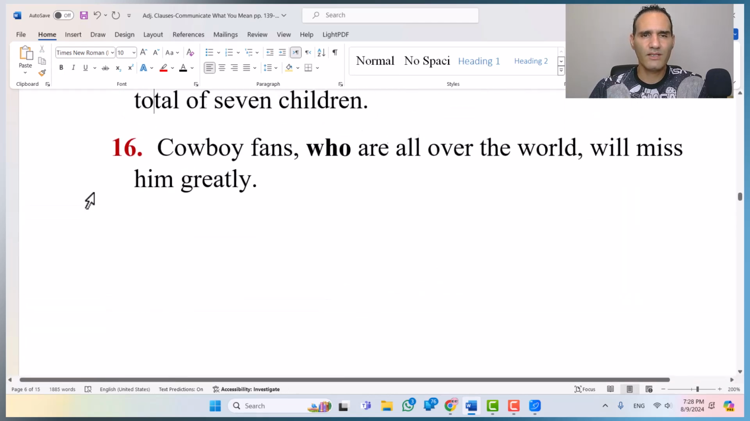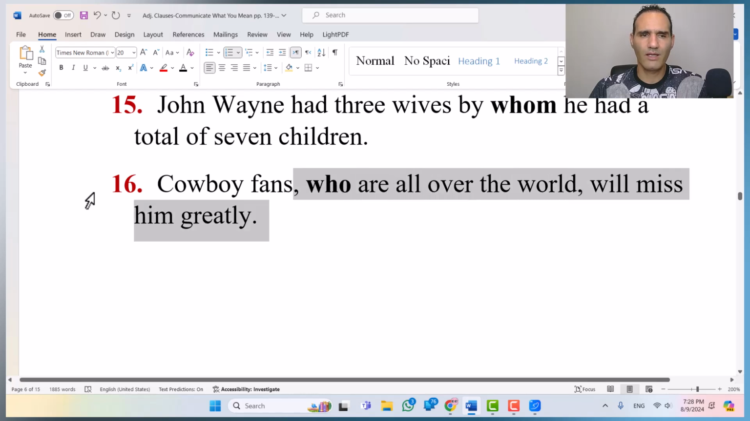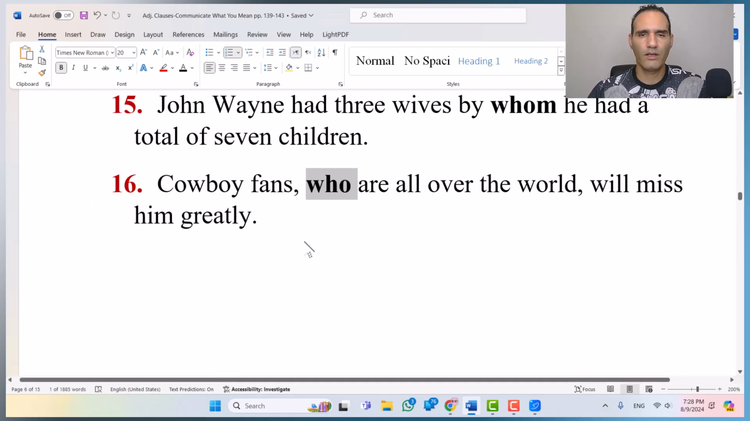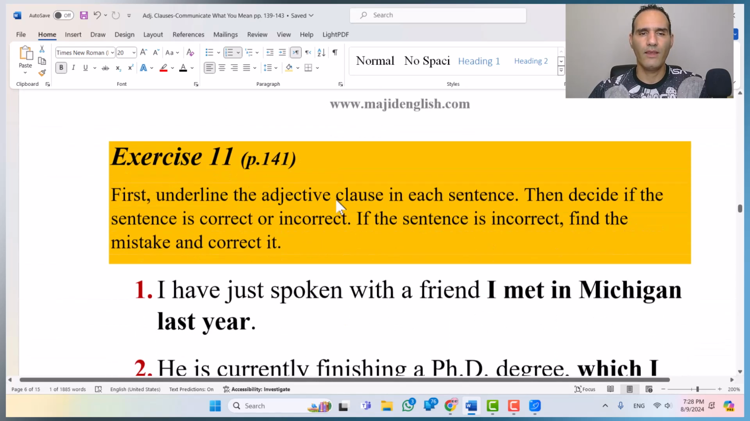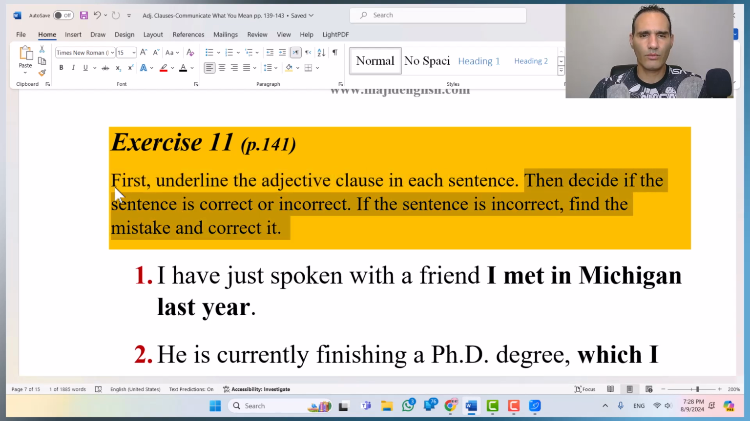And number 16, cowboy fans who are all over the world will miss him greatly. Relative pronoun as subject and cannot be omitted. Only who can come, only that can come instead of this who. Okay, I hope you got it so far. And now, exercise 11-141. It says first underline the adjective clause in each sentence and then decide if the sentence is correct or incorrect.